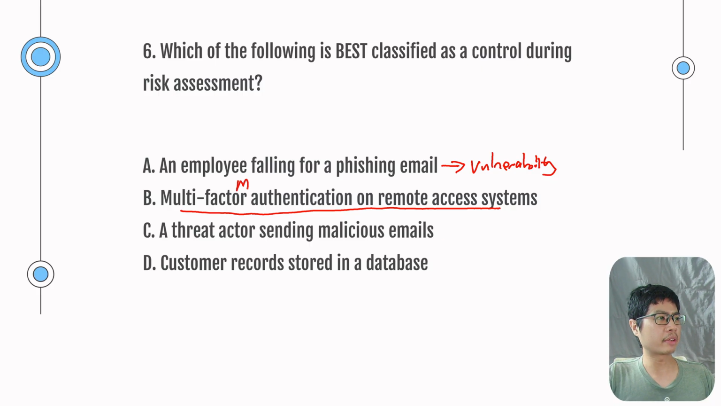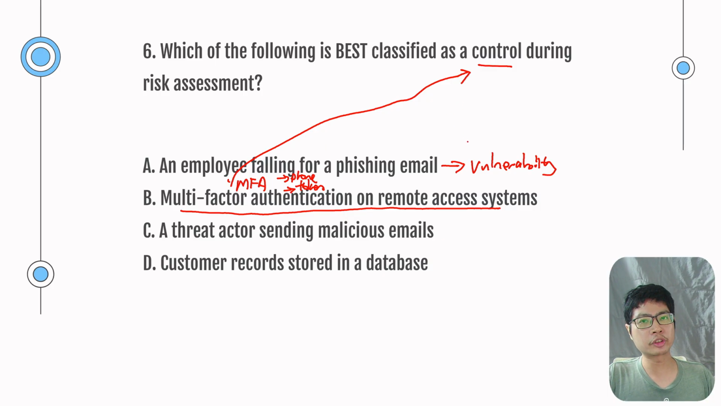Basically, we are looking at MFA, which is, you need to have either your phone or a token or something in order to access the system. And this is done so that, even if the password is leaked, a threat actor will not be able to access the system without that second factor, that phone. And so this is a control that actually reduces the probability of a threat succeeding.